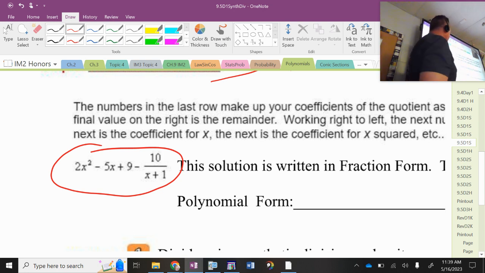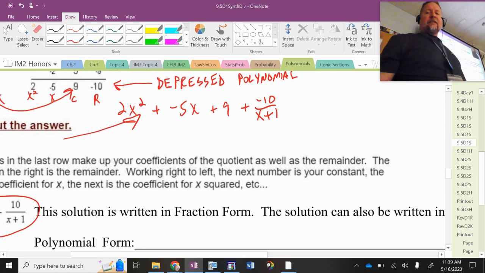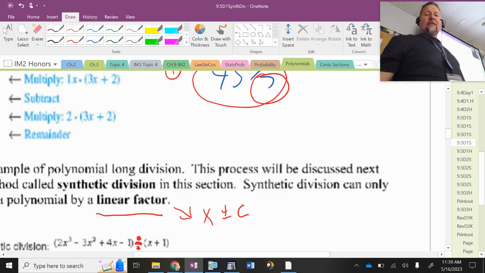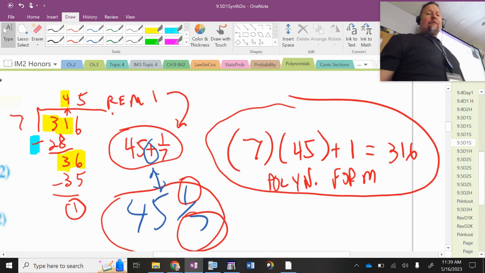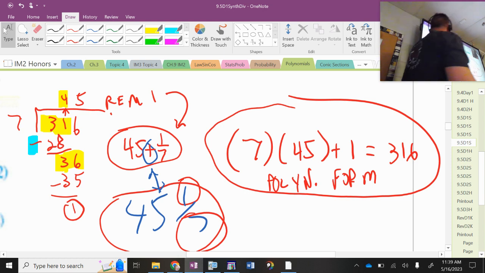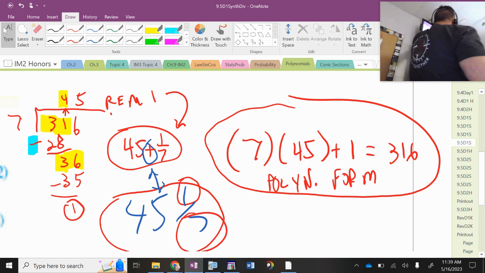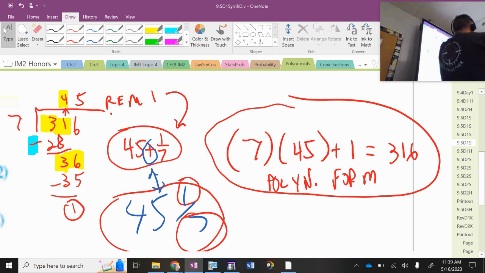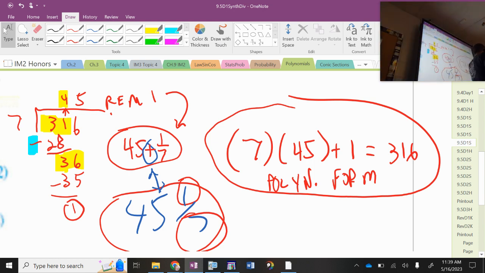You could either make it minus or plus negative. It doesn't matter. Okay? Now, what is polynomial form? This is kind of stupid, and I don't like it as much. It's related to this. If 7 divides into 316 and I get 45 remainder 1, then this is true. 45 times 7 would be 315 plus 1. That would turn into the dividend.